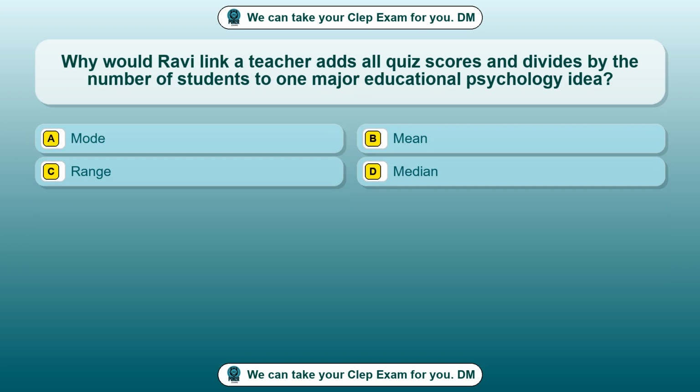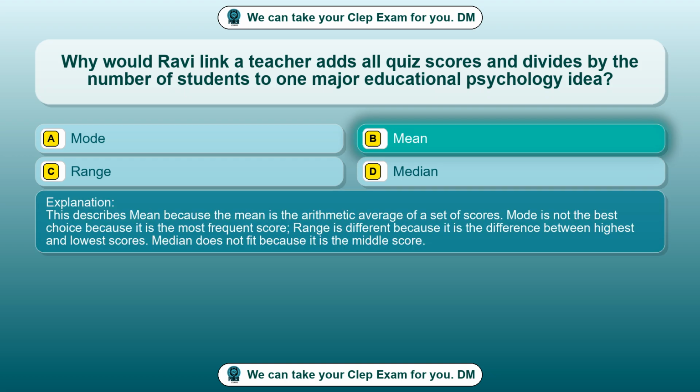Question 93. Why would Ravi link a teacher adds all quiz scores and divides by the number of students to one major educational psychology idea? Option A, mode. Option B, mean. Option C, range. Option D, median. The correct answer is option B, mean.